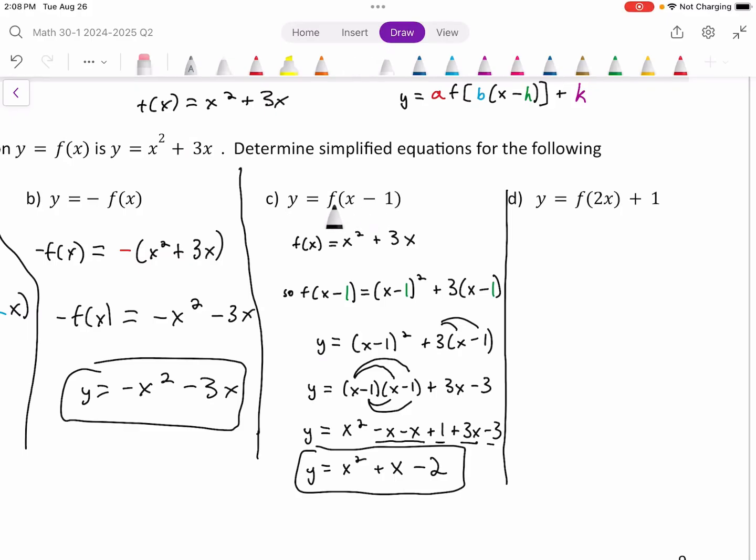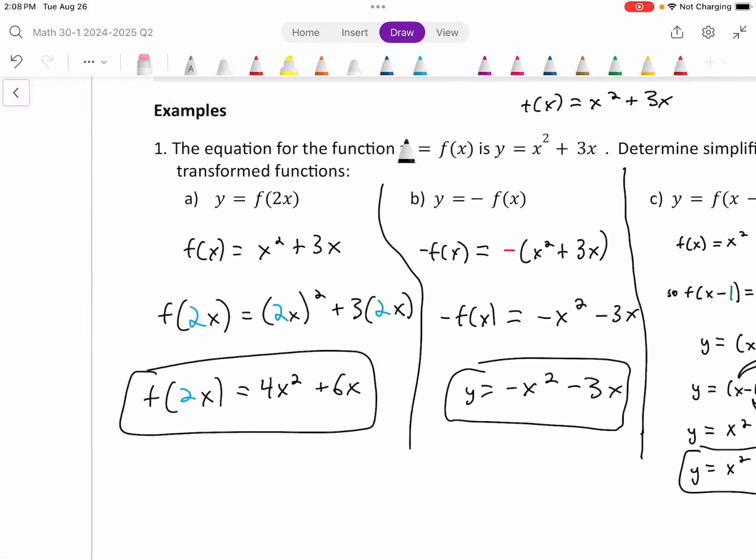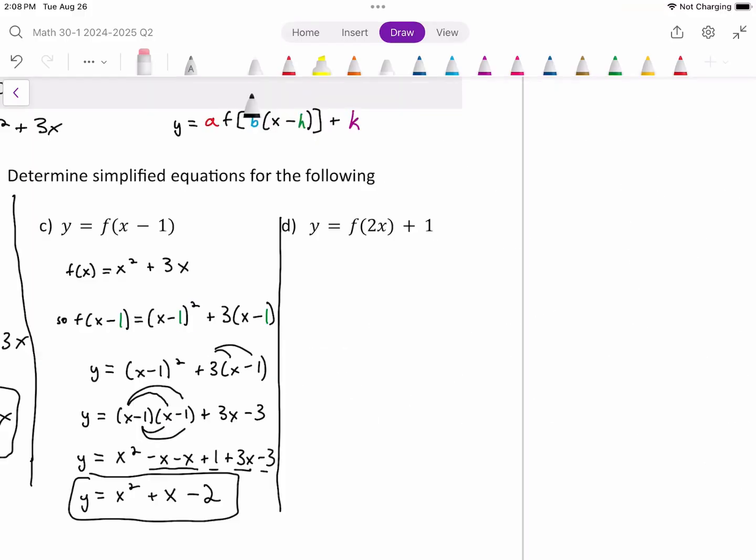And this is, again, why our function notation is so powerful. These are exact instructions on how to take this equation and transform it into that function having been translated 1 to the right. It says instead of f of x, do f of x minus 1, and you'll achieve that transformation. So all we had to do was wherever we saw an x, put in that x minus 1, right? Just like we did over here. Instead of the x, we put in the 2x.